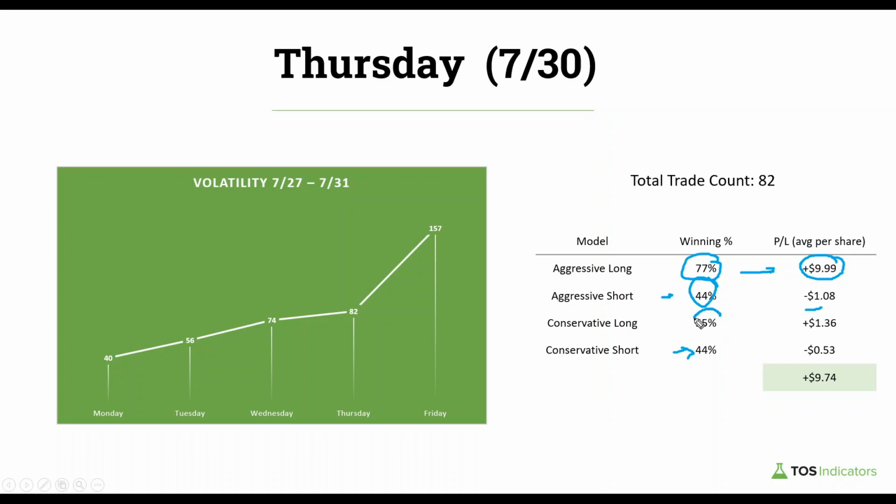Our conservative long here was 55%, again coming back to positive, positive 1.36. And then our conservative short here matched our aggressive short in terms of a winning percentage, 44%, but a little bit less in terms of P&L, only negative 53 cents, still to help us end the day positive. All to say that buying the longs on Thursday was the thing that really helped us to continue to profit. And I think longs are really the trade that most people are a little bit more comfortable with as opposed to shorting shares.